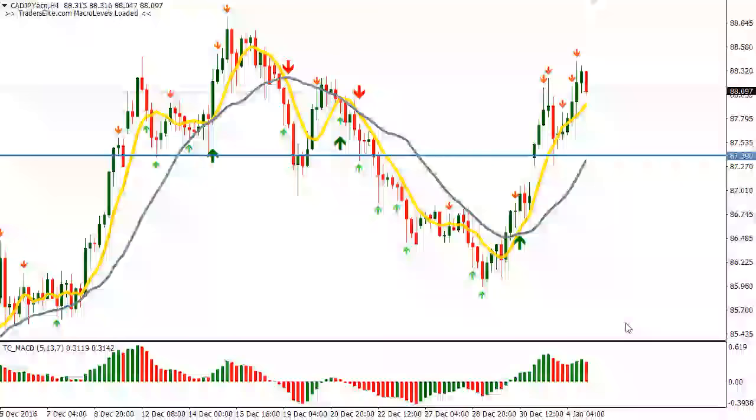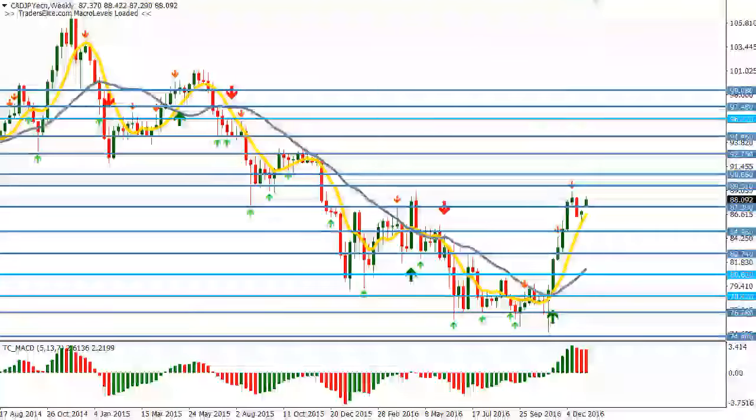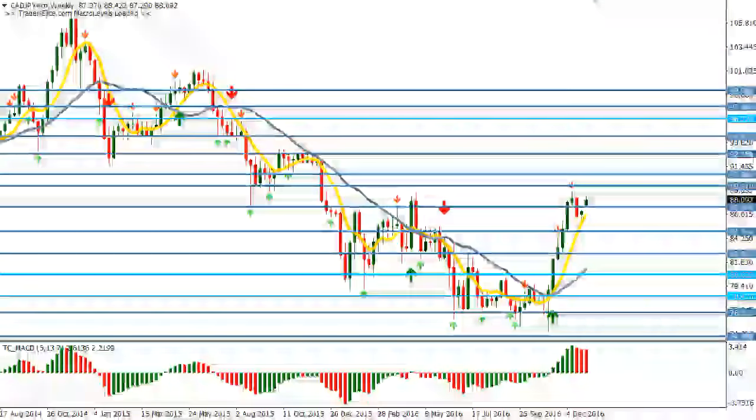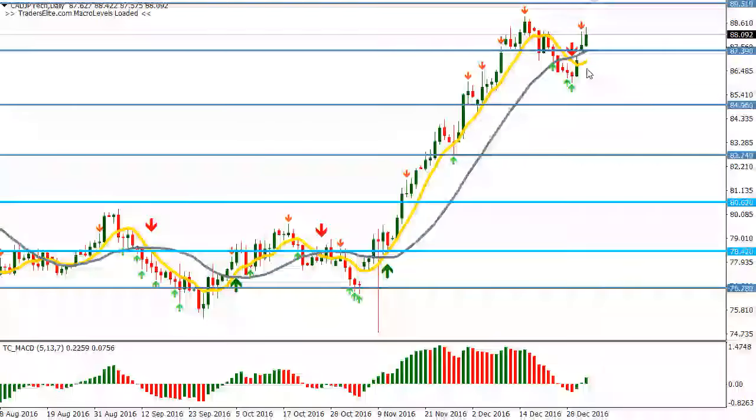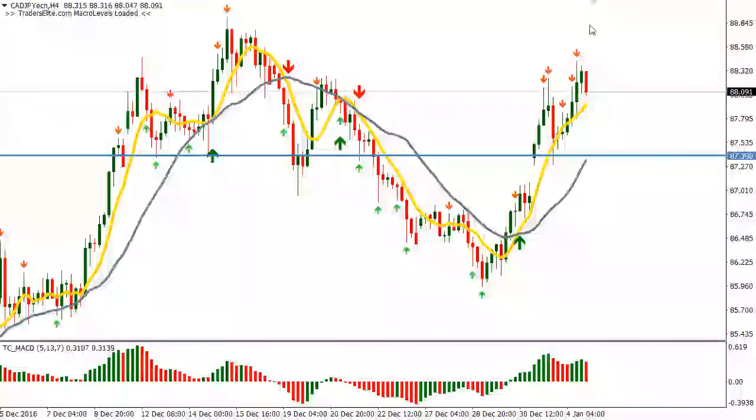Okay, CAD yen, this is a nice one. We actually published a long trade on this early in the week when it opened after the new year above this 87.39. That was a key. It was already in a 4 hour trend trade. Weekly, it's strongly up. Daily, it's more strong than the others. It's passed through that macro level that the other ones have been having issues with.